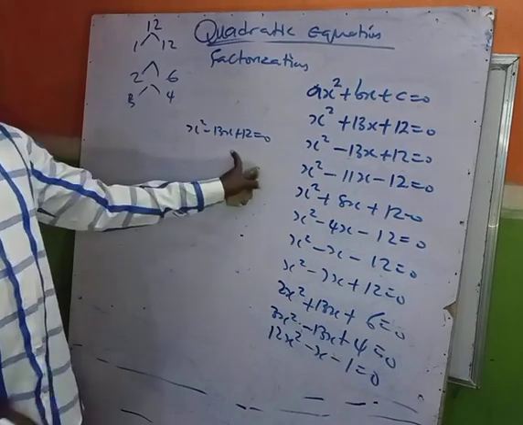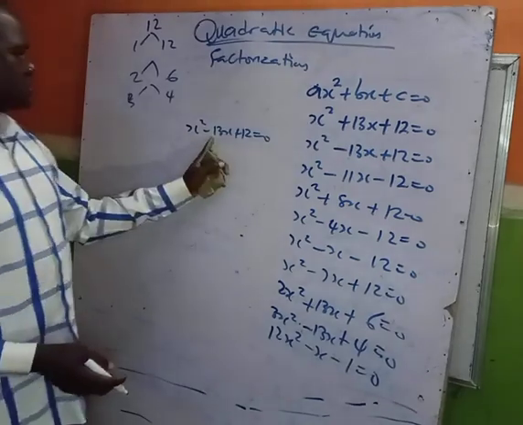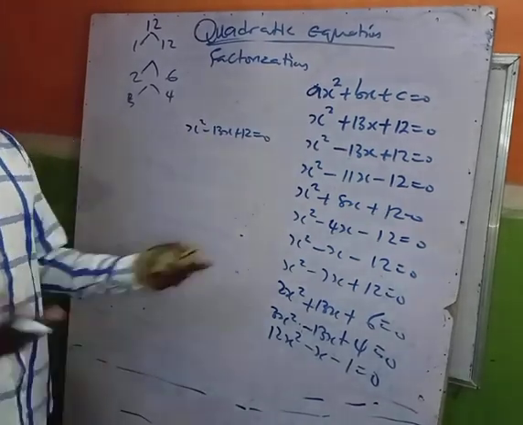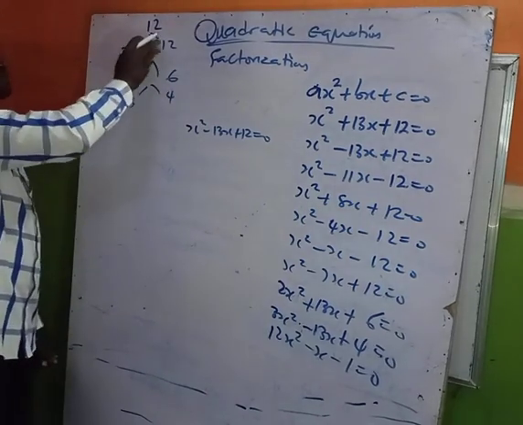So if you want to factorize, you need two numbers. If you add them together, you get this. If you multiply them together, you get this. So what are you going to do? These are the two numbers. So you have to place minus here.